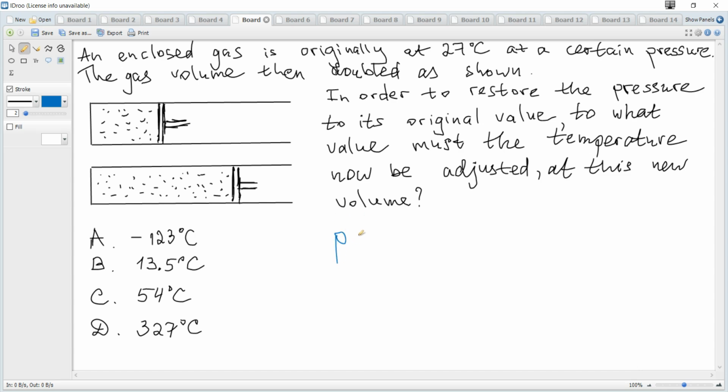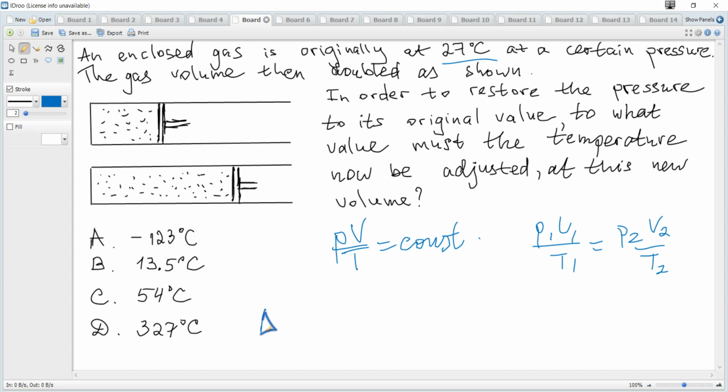during any changes, PV over T should be constant. So P1 V1 over T1 is equal to P2 V2 over T2. And it's very important, if we deal with just temperature, it must be in Kelvins only. If we need a change in temperature, it may be in Celsius or Kelvin, it doesn't matter because it will be the same. So you should convert it into Kelvins, and it's just plus 273, so the initial temperature is 300 Kelvins.